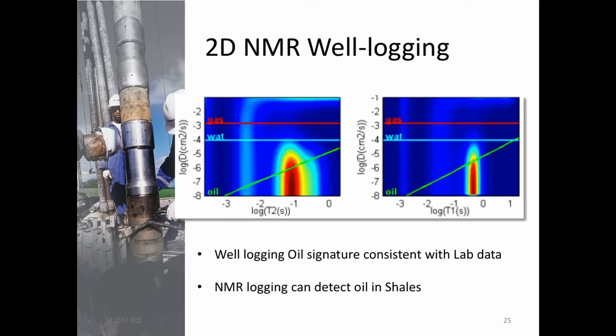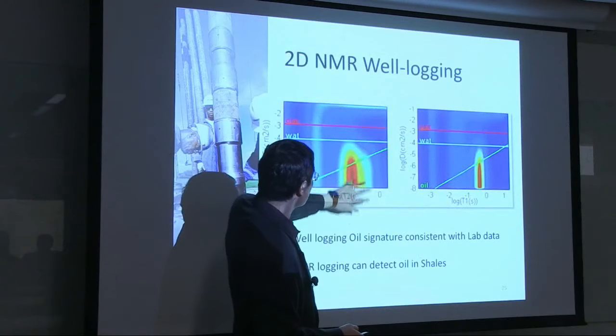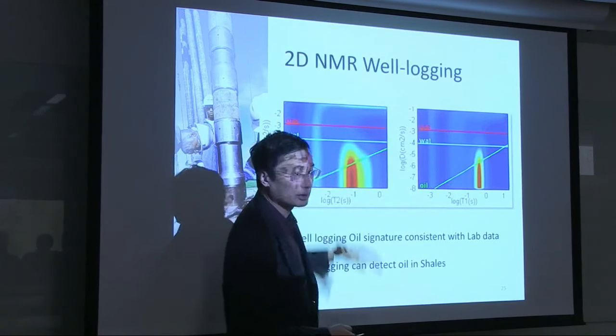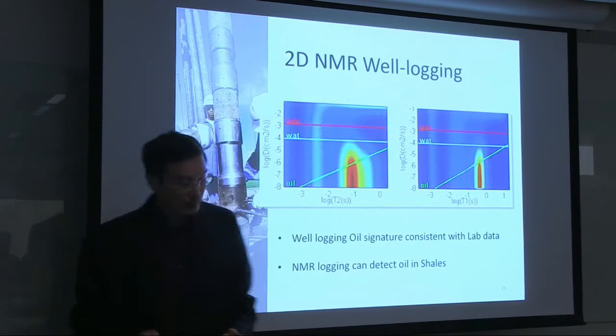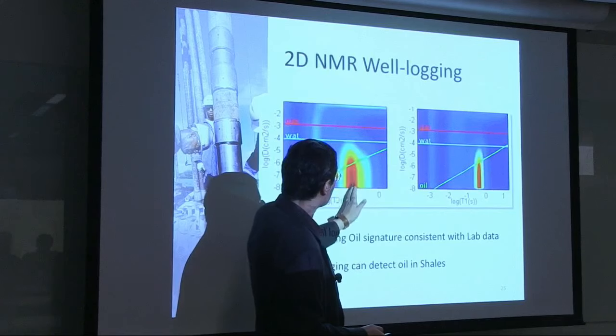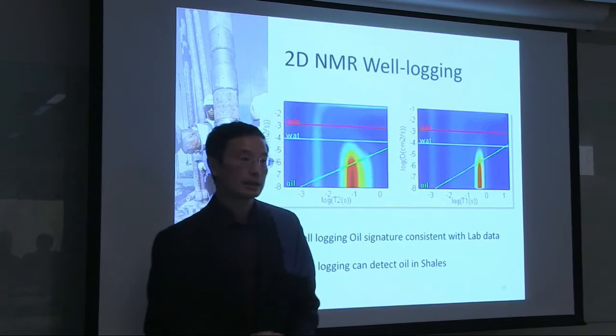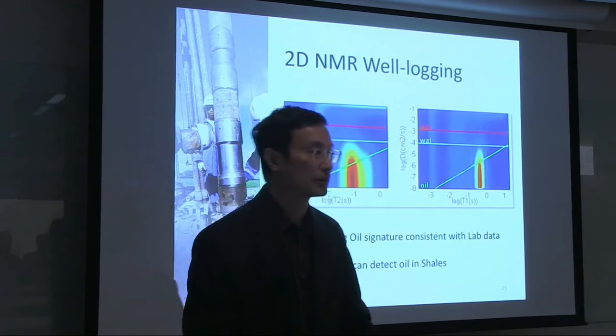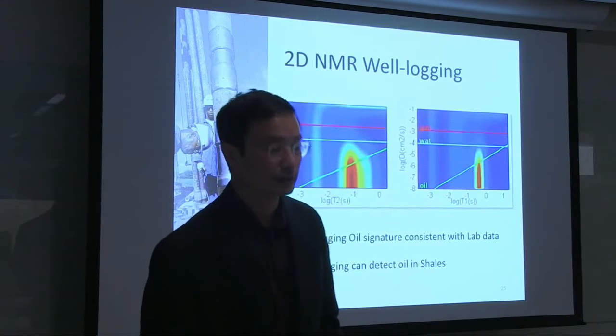So this is the measurement on our logging tool of the same example I showed you earlier. This is also consistent: the downhole log measurement also shows the signal is oil. And if you look in detail, this is actually a little longer time. Longer relaxation time means that the downhole temperature is a little higher, so the viscosity is a little lighter.